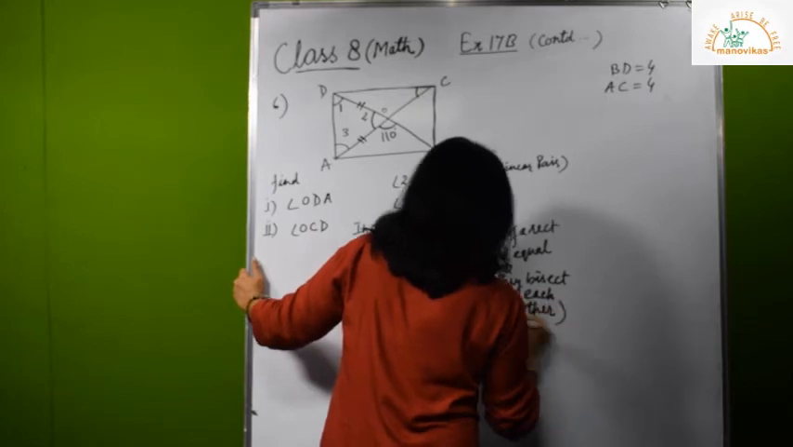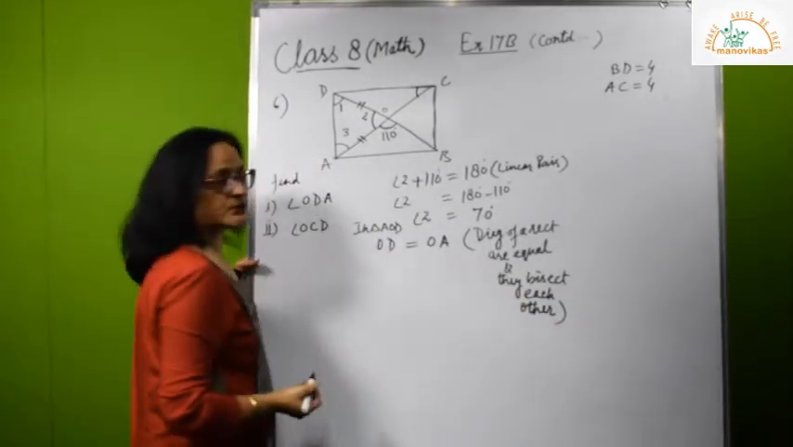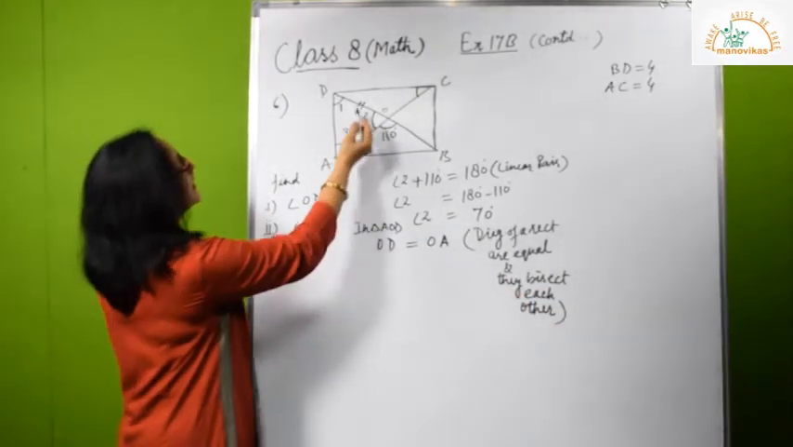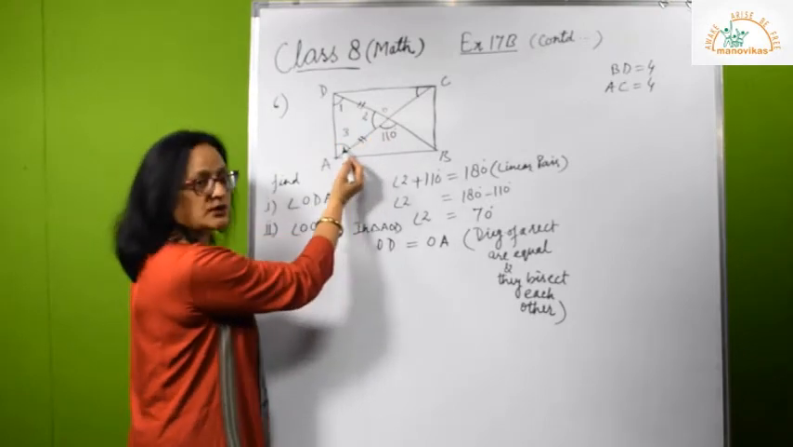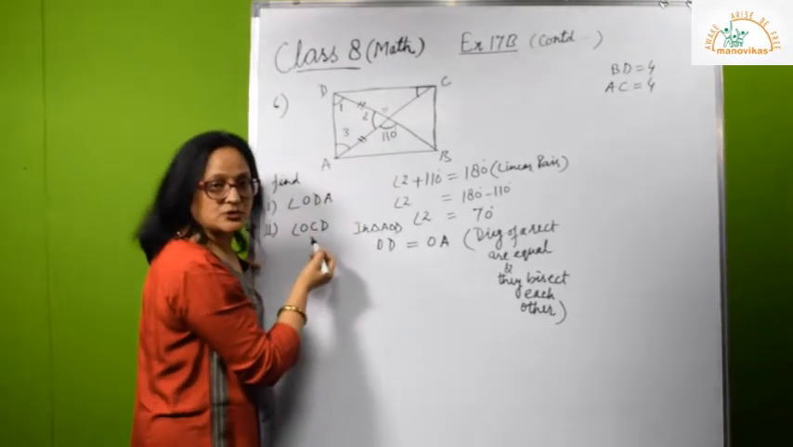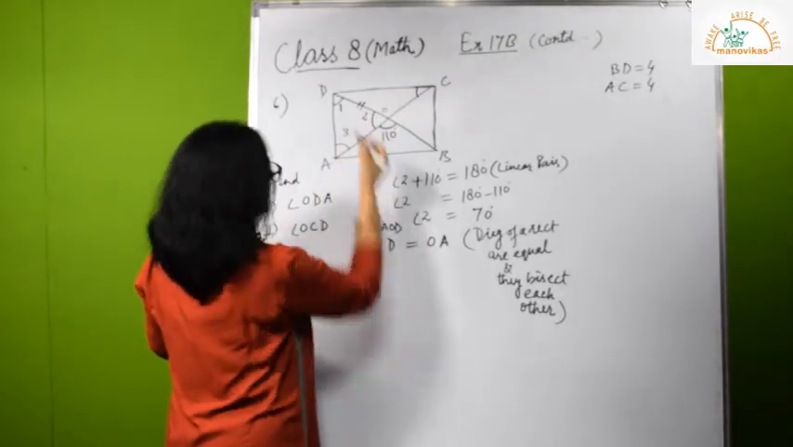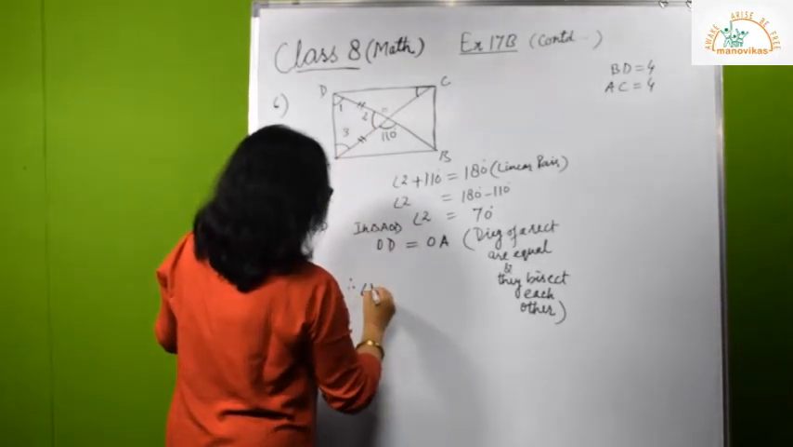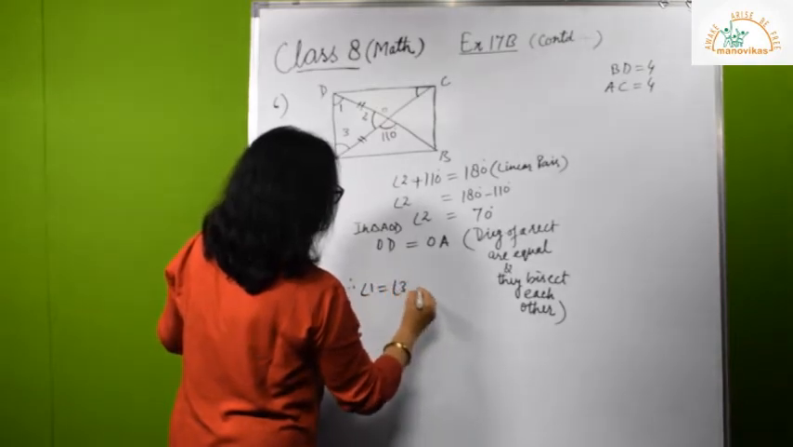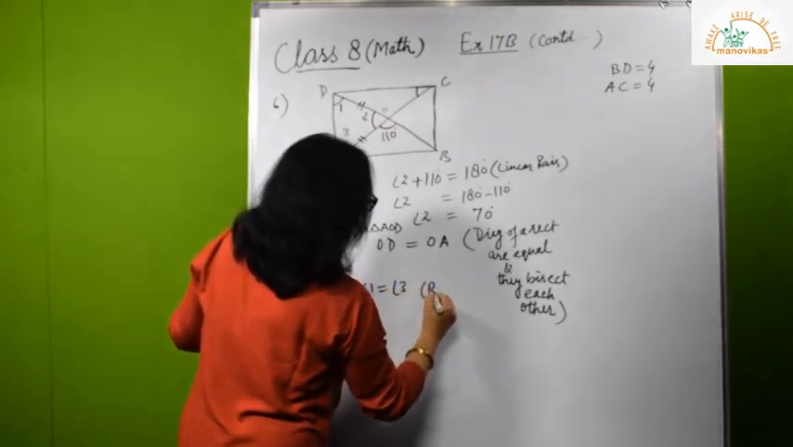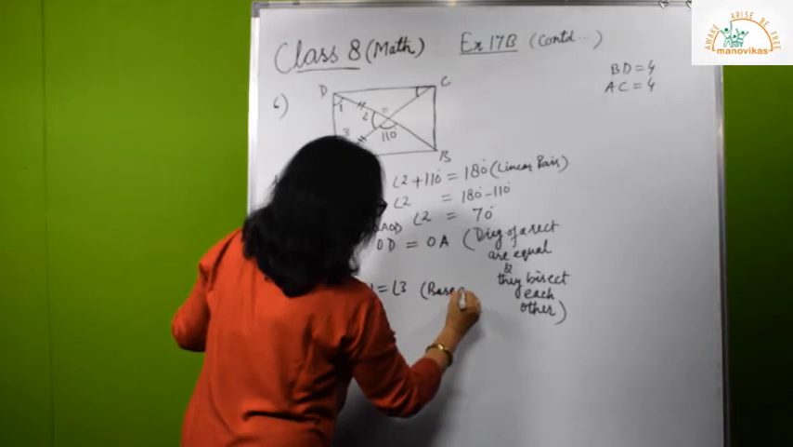You will mention in the bracket, OD is equal to OA. If in a triangle 2 sides are equal, their opposite angles are also equal in an isosceles triangle. So angle 1 is equal to angle 3. Why? Base angles of an isosceles triangle.